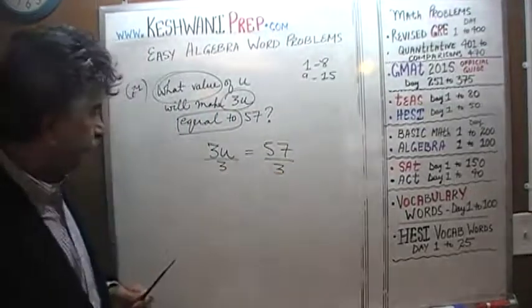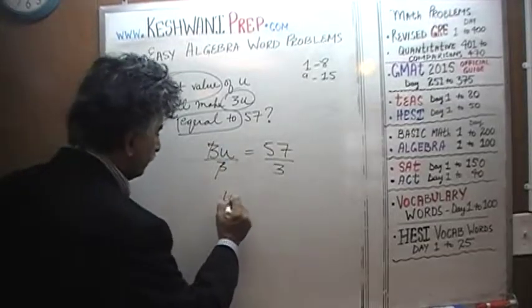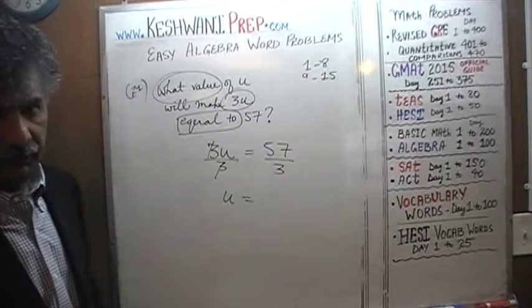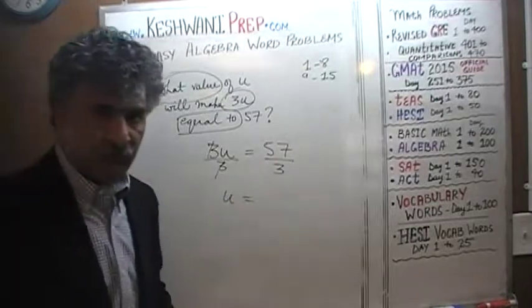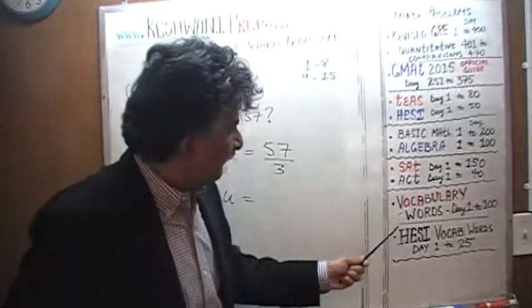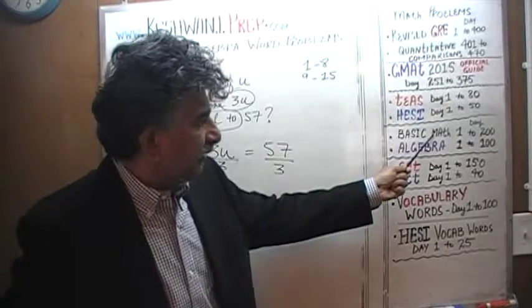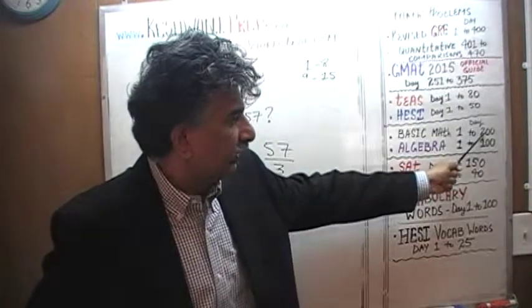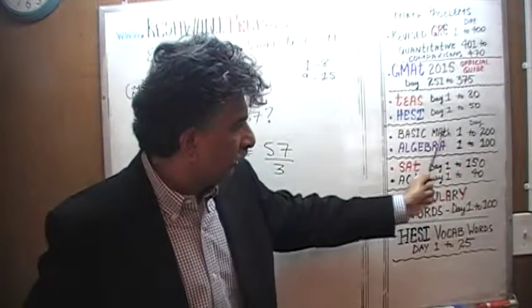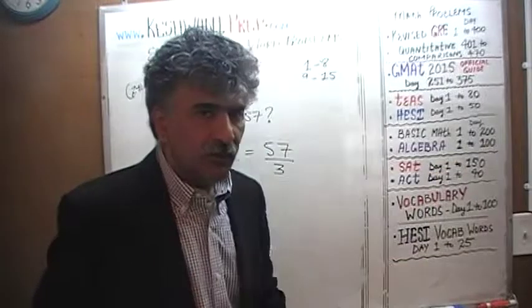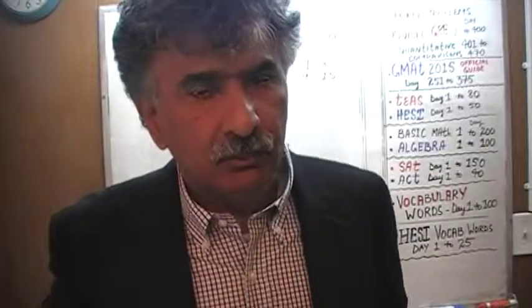And there you have it. 3 is going to cancel out, and U equals 57 divided by 3, whatever that happens to be. Is 57, first of all, divisible by 3? We learned it in our series of basic math, in the first 100 videos, 1 through 100. If you just want to improve your skill on basic math, watch 1 through 100. In those videos, we learn the rules for divisibility.